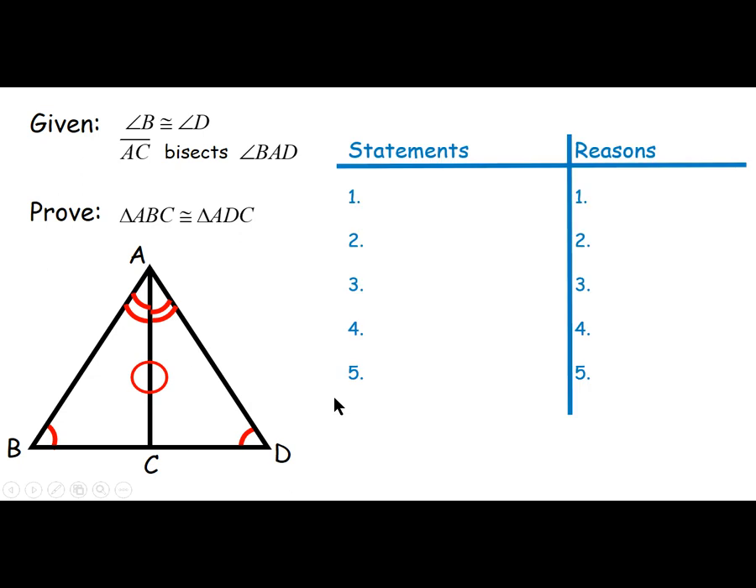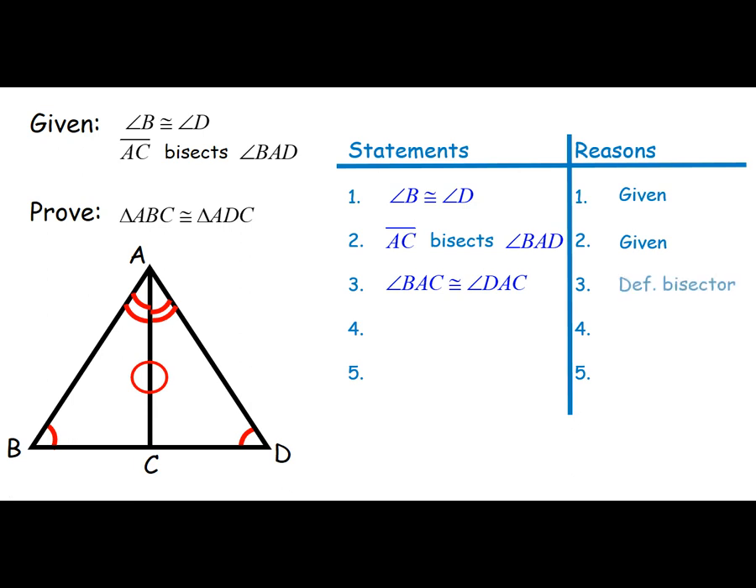All right, then we go in for our proof. And again, for our proof, we'll just start with the given information. Angle B is congruent to angle D. Reason? Given. Second piece of given information, segment AC bisects angle BAD. Reason for that? Given. Now, what else did we do? Well, we know that since this is a bisector, we have these two angles congruent. So we can say angle BAC is congruent to angle DAC. The one on the left is congruent to the one on the right. What's the reason for that? That's the definition of a bisector.